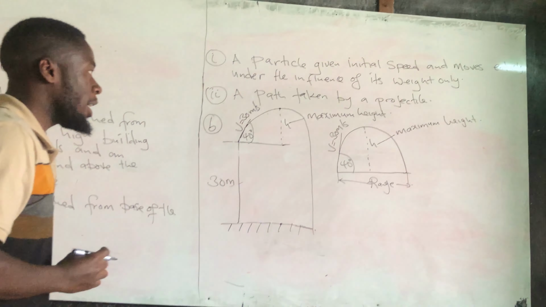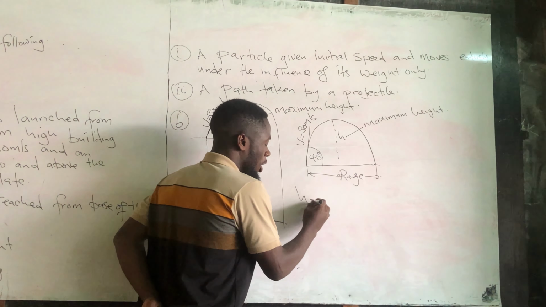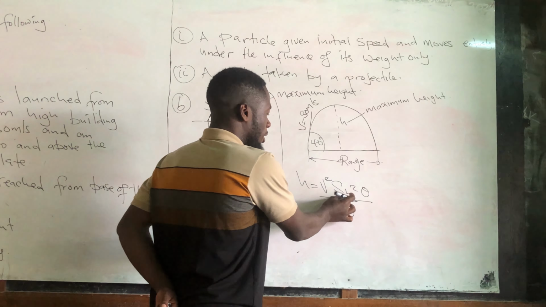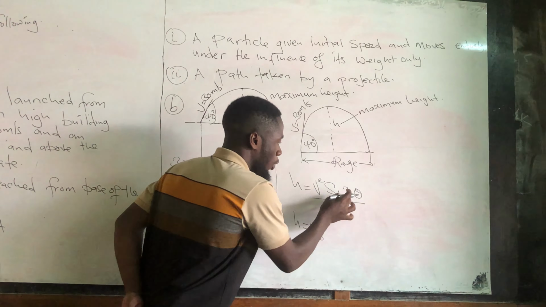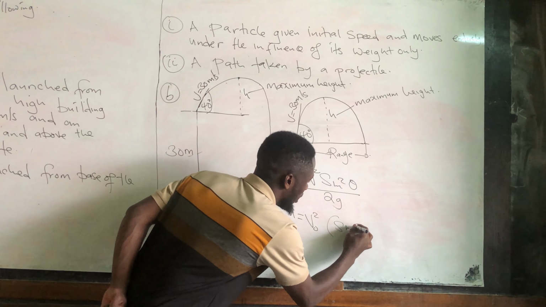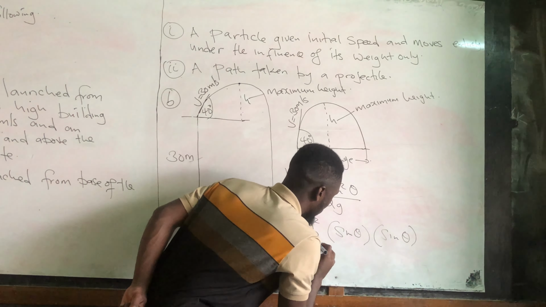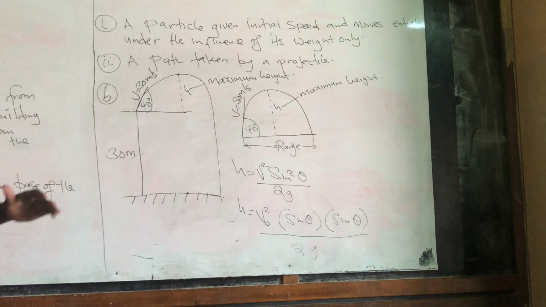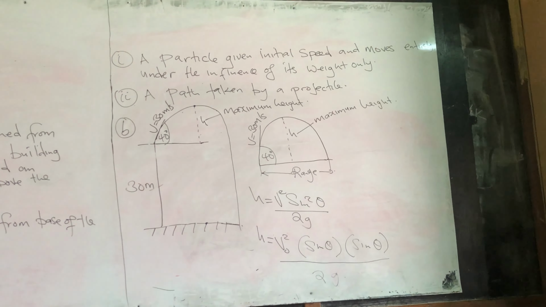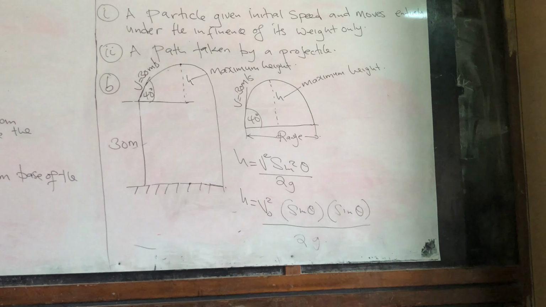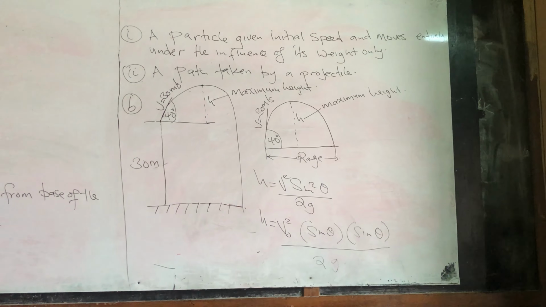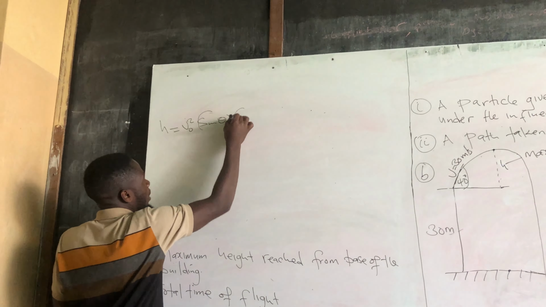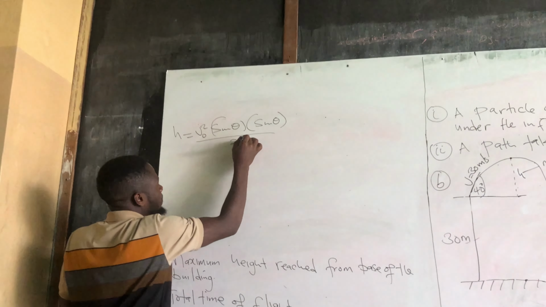So how do we find the maximum height? The maximum height is given by the formula h equals v squared sin squared theta over 2g. We can't find sin squared directly on a calculator, so we write it as v initial squared, sin theta multiplied by sin theta, over 2g. This is the formula we are going to use.